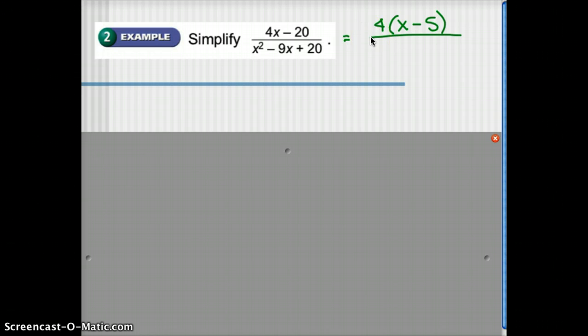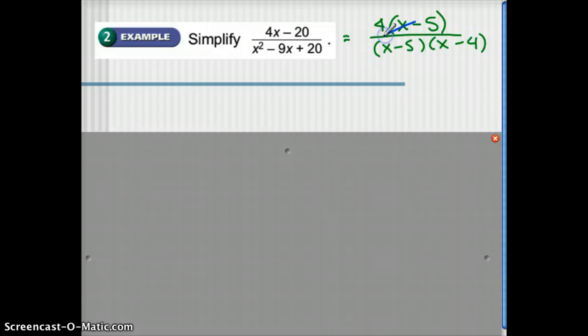I'm going to have to factor that. A lot of you are getting pretty good at factoring this. Okay, two binomials that multiply to give that, so I want x minus 5 times x minus 4, because then you can see that's going to give me x squared and then the minus 9x plus 20, so that's good. Okay, I'm looking for my common factors, so it's 4 times x minus 5 on the top and x minus 5 times x minus 4 on the bottom.